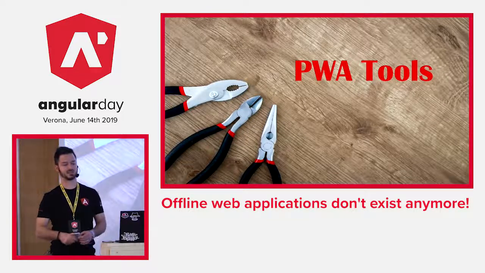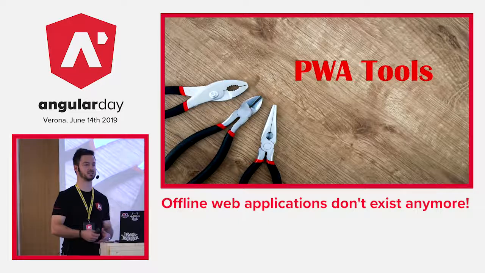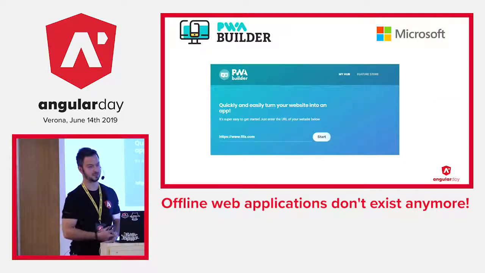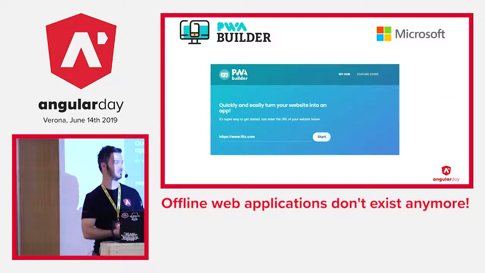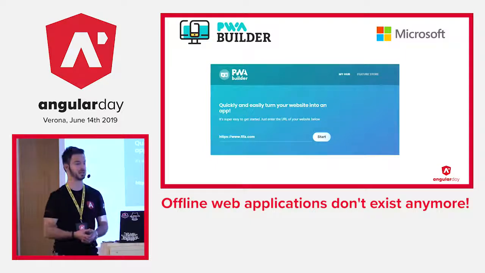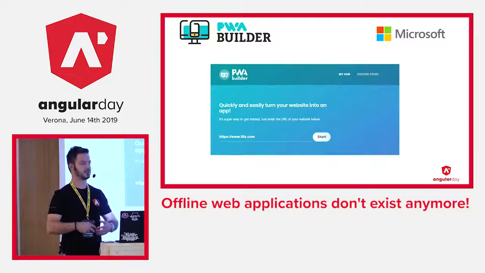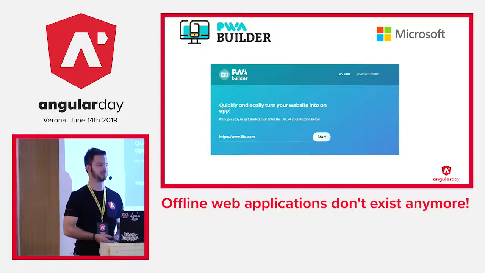So that said, let's see some tools we can use that will make the job of creating a progressive web app easier for us. The first of them is the Progressive Web App Builder. It's an open source project delivered by Microsoft. The newer version completely renewed the layout and the feature set.